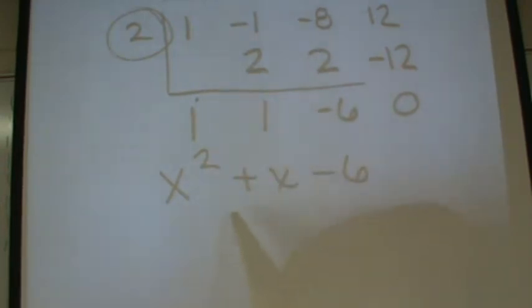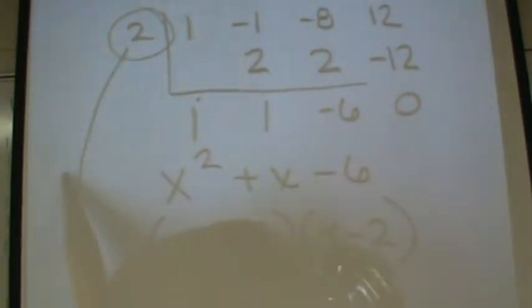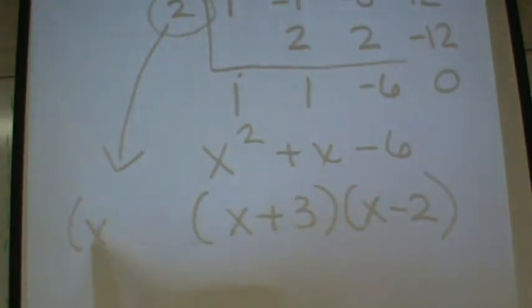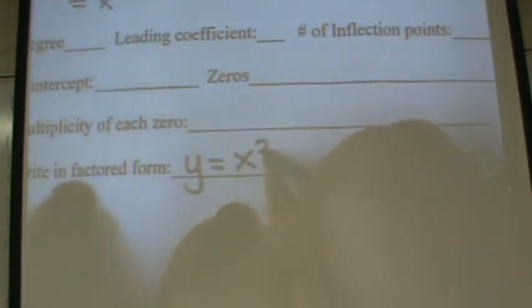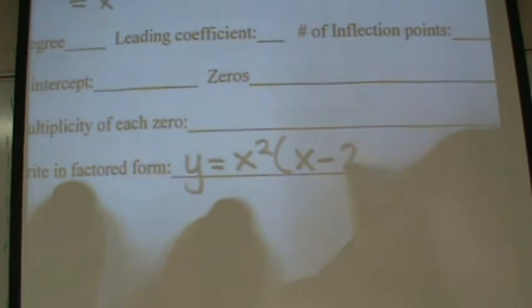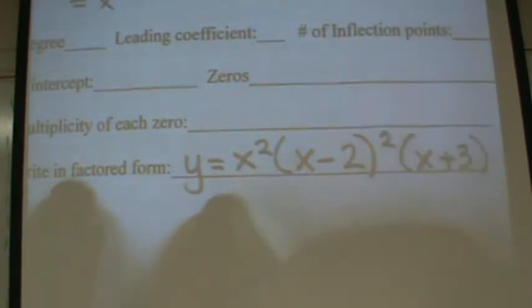What are you going to try to do at this point? You're going to factor it. X plus 3, x minus 2. Now what did this 0 give you? What's that number going to be? X minus 2. Good job. So when I ask you to write this in factored form, you should write y equals, we took out x squared, we ended up with x minus 2. How many of them did we have? 2. And what else did we have? X plus 3, right? That's it in factored form.